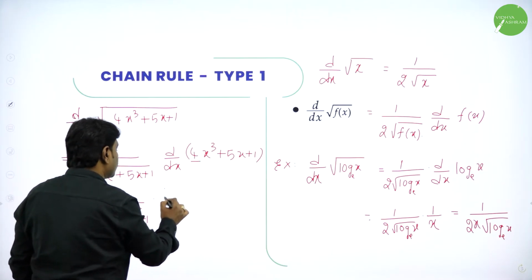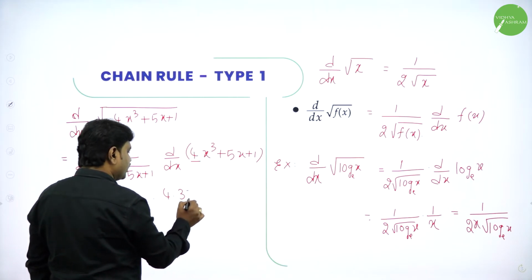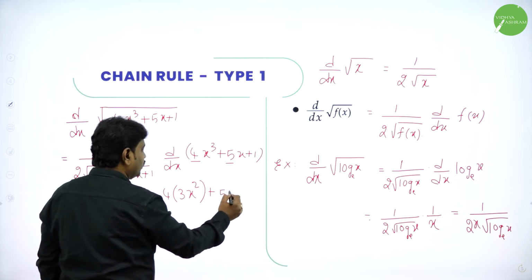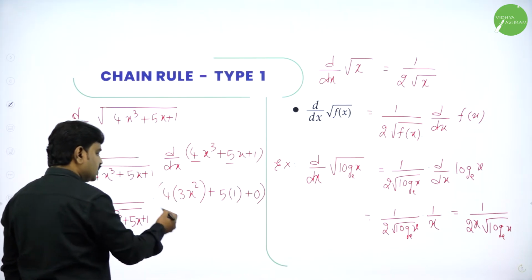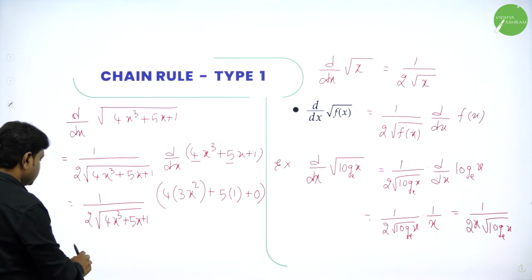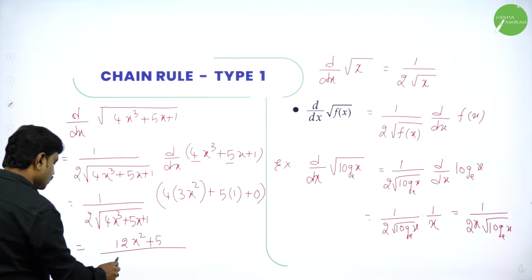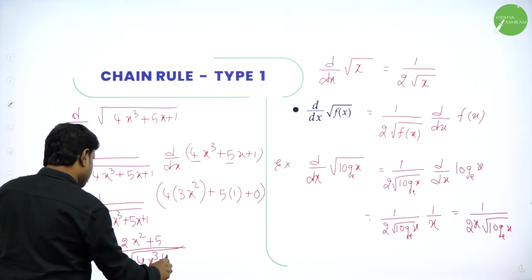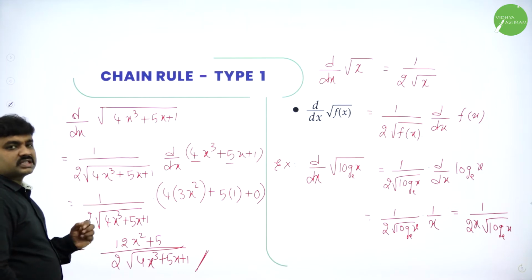dx of 4x cube. 4 is constant, take it out. Apply d by dx for what? X cube. Derivative of x cube is 3x square. Plus 5 is constant, take it out. Derivative of x is 1, and 1 constant alone, derivative of constant is 0. Now simplify this. 4 3s are 12. 12x square plus 5 divided by 2 into root of 4x cube plus 5x plus 1. So this is the answer.